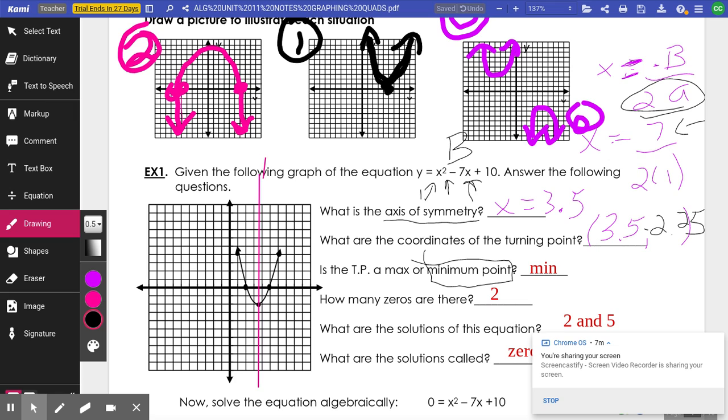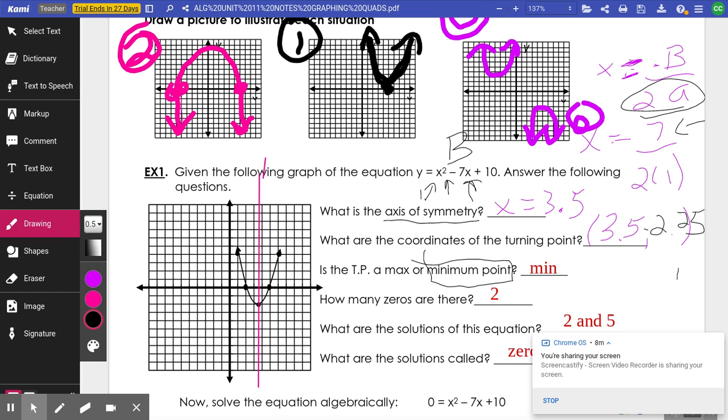What are the solutions to this equation? Well, the solutions are where it crosses. So right here, that's positive 2 and 5. Now, the other thing you could have realized is if this is 2 and 5, then the halfway point is 3.5, and that's where you get your line of symmetry. So that's where that 3.5 comes from.